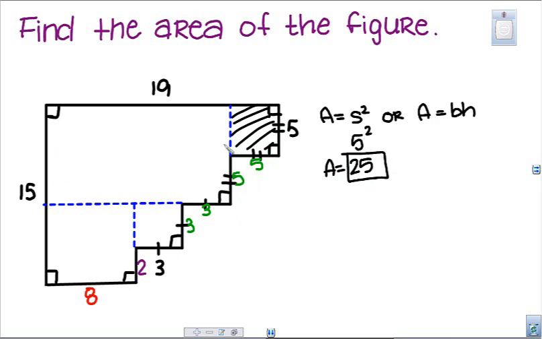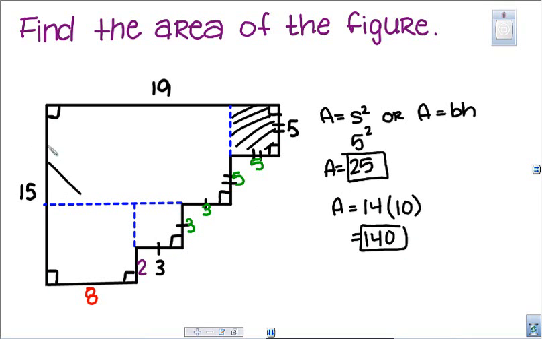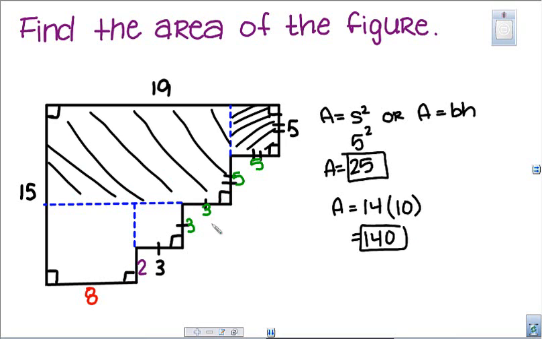Okay, now I'm going to move to this larger rectangle, and the entire length is 19, but I'm not using this 5, so I just need to take away 5 from that length. So that area is going to be 14 by the height. The entire thing is 15, but I'm not using this 3 and 2. So take off that 5, which leaves me with 10. So that gives me an area of 140. Okay, and I'll just shade that in to know that I've already done that piece.